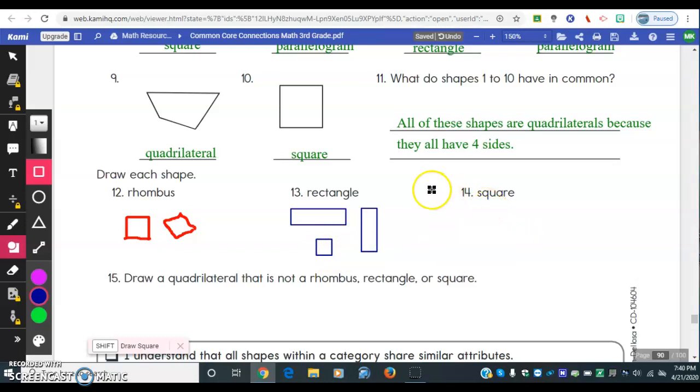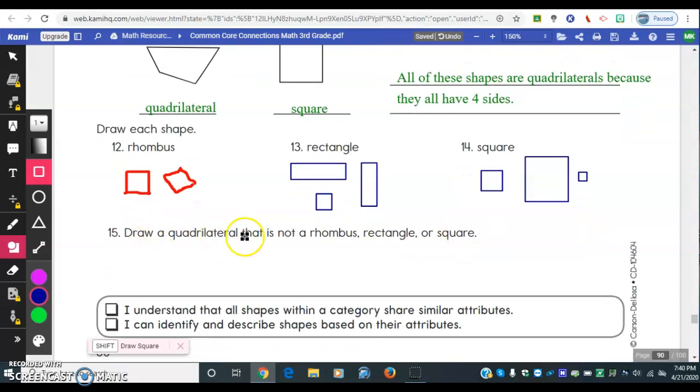Now, number 14 wants just a square, and really, there's only one shape you can draw here. A square looks like this. That's it. It can be bigger. It can be smaller. But that's basically what a square looks like. 4 sides the same, 4 right angles.